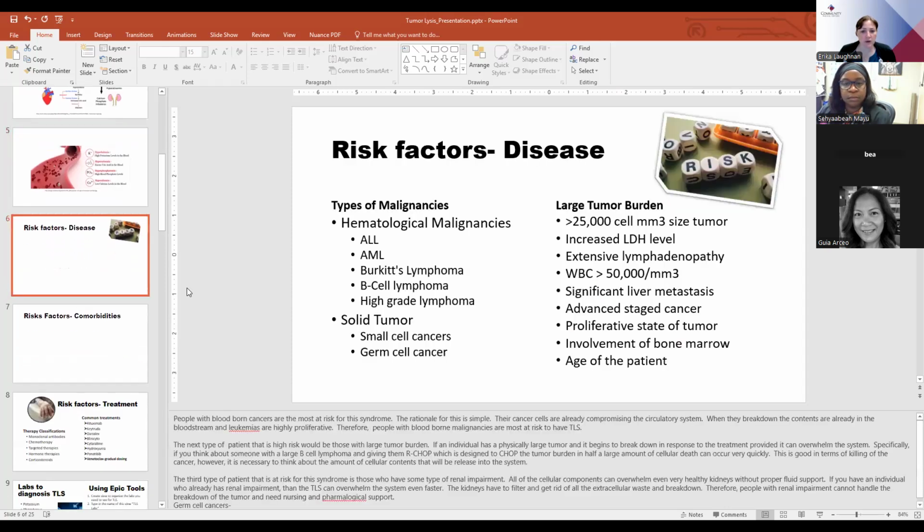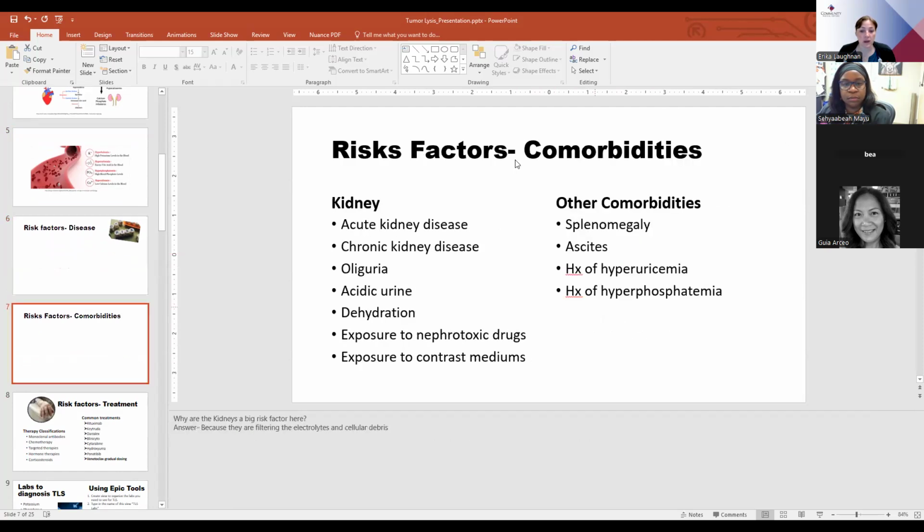Then we're going to move into our risk factors. We broke up our risk factors into 3 different sections. One is about diseases. So if the risk factors for these diseases is listed on the screen, they have a really high risk to develop tumor lysis syndrome. Now, dependent on the treatment and the comorbidities, that increases their risk, but generally these are the risk factors associated the most by disease and tumor lysis syndrome.